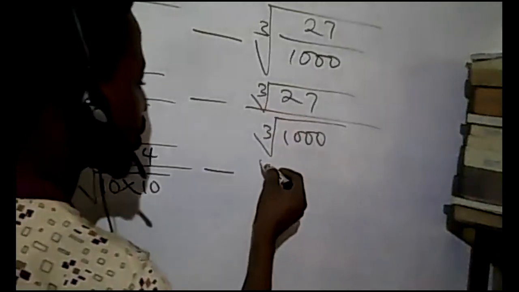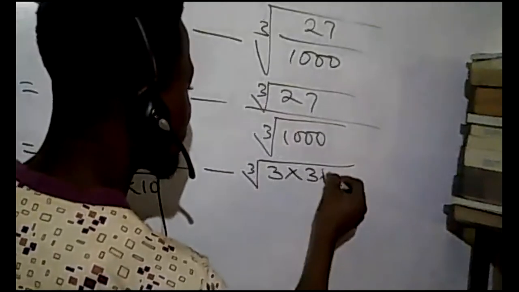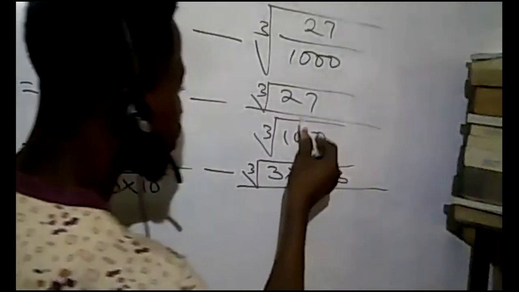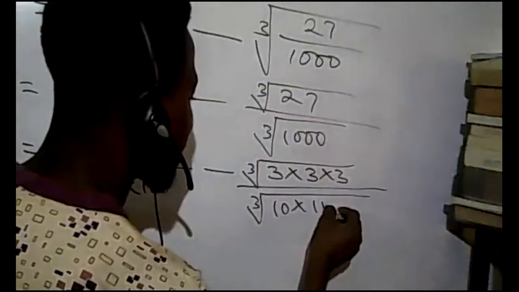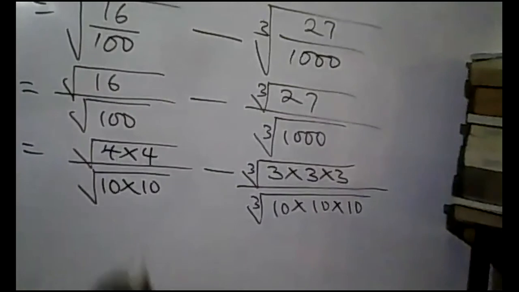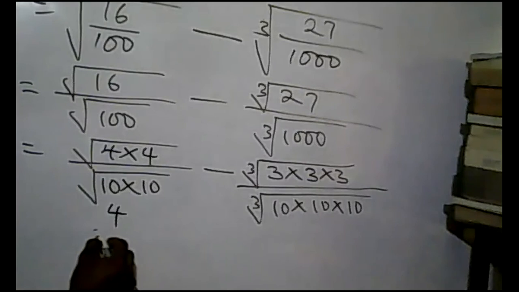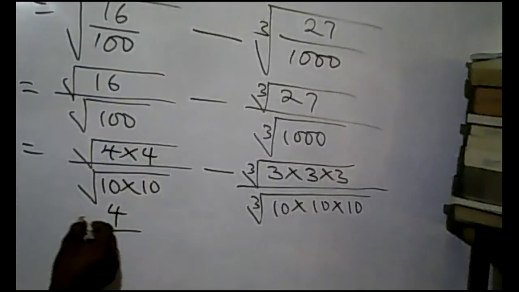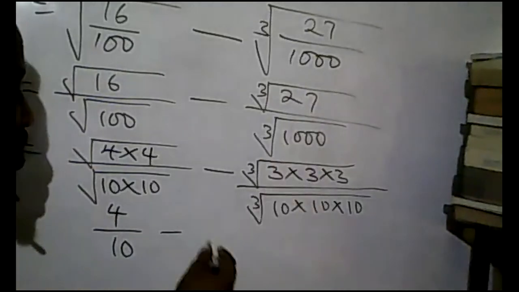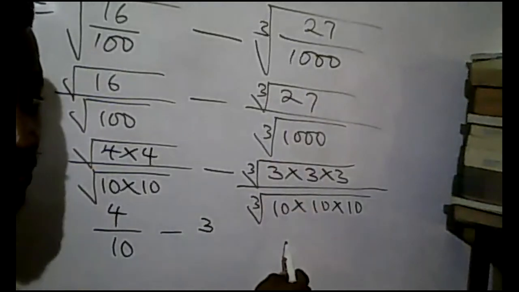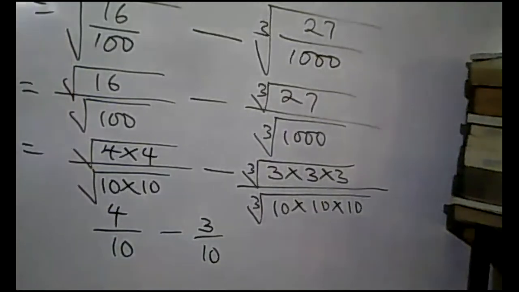What number multiplies itself 3 times to get 27? That is 3 times 3 times 3. What number multiplies itself 3 times to get 1000? That is 10 times 10 times 10. Is that clear? So the square root of 16 is 4 over the square root of 100, which is 10, minus the cube root of 27, which is 3. The cube root of 1000 is 10. Is that okay?